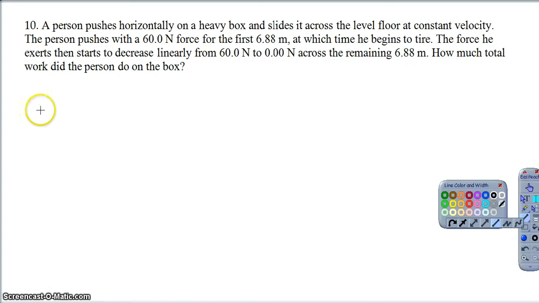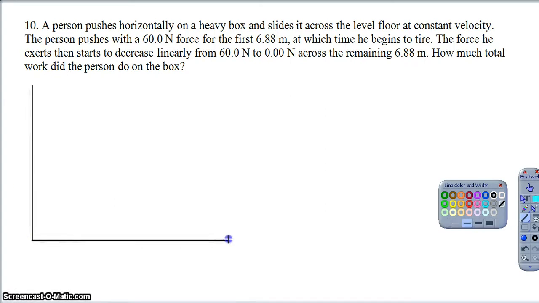So question 10, once again, asks for work here. And if you notice, there's kind of two stages of motion. There's a stage where he's pushing it at a constant 60 newtons for 6.88 meters. And hopefully we remember that that part would be pretty easy. If it is a constant force, then I could just do force times displacement. The problem is, once he starts to tire out, and he goes from 60 to 0 newtons, obviously the force is no longer constant, which means I can't use that relationship anymore.